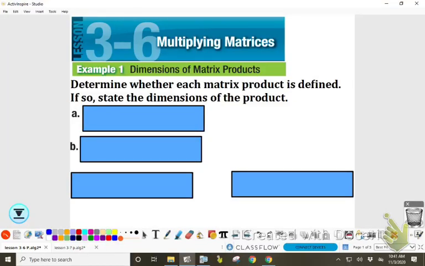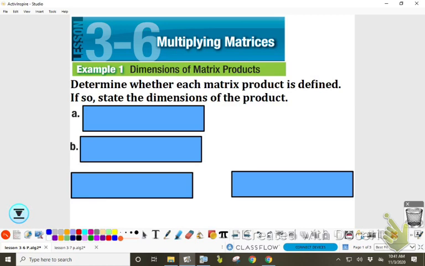Okay, this is lesson 3.6, multiplying matrices. When you multiply matrices, it is nothing like adding or subtracting matrices. With adding and subtracting, the size of the matrices had to be the same, and that is not the case for multiplication.